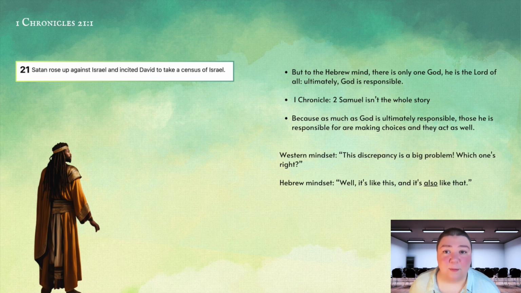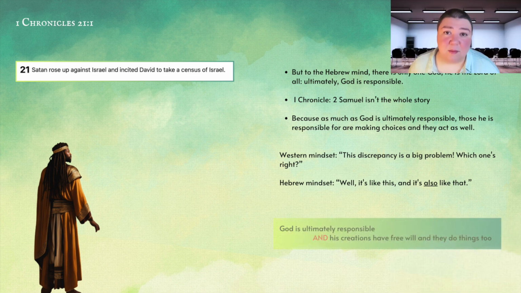God is responsible. What Chronicles does is point out what it says in 2 Samuel, that's not the whole story. Because as much as God is ultimately responsible, those he is responsible for are up to things, and they make choices, and they act as well of their own free will. So while we may come at this story about David and say, this discrepancy is a big problem, which one's right? A Hebrew mind says, well, it's like this, and it's also like that. God is ultimately responsible, and his creation have free will, and they do things too.